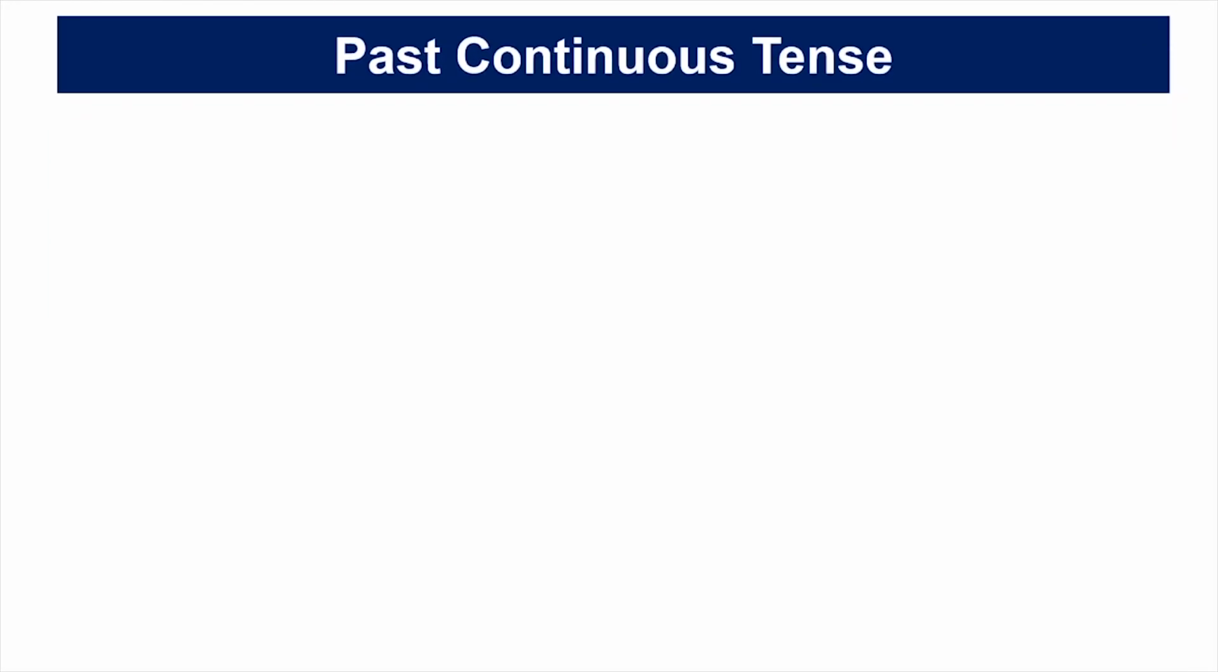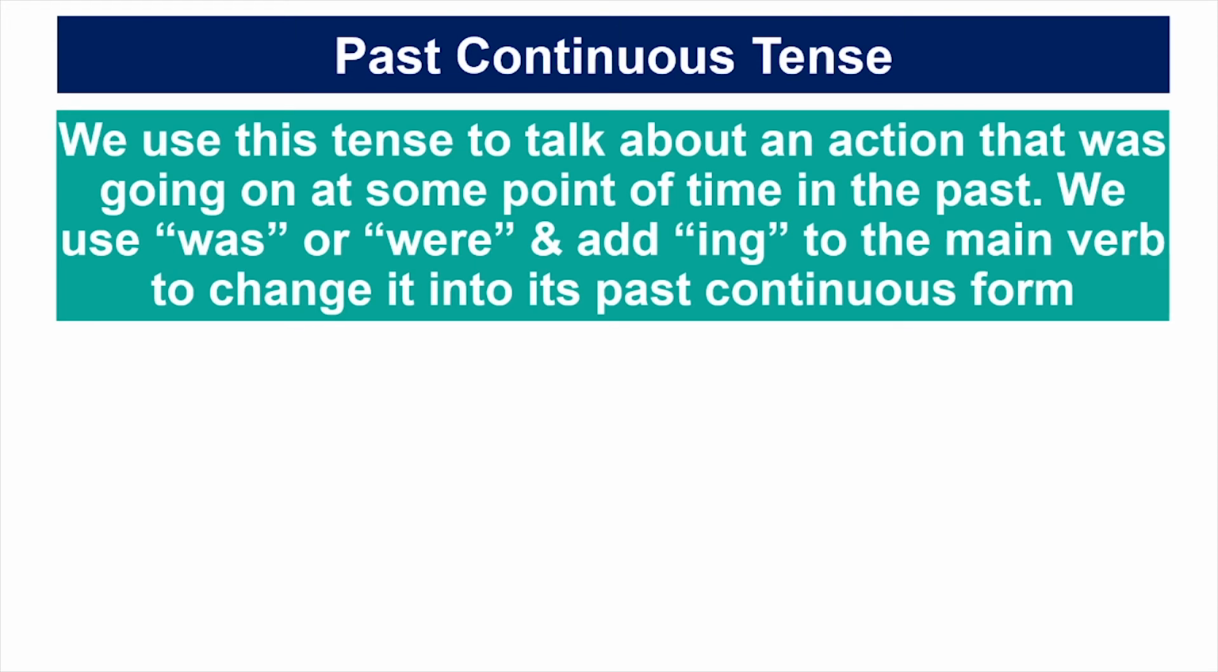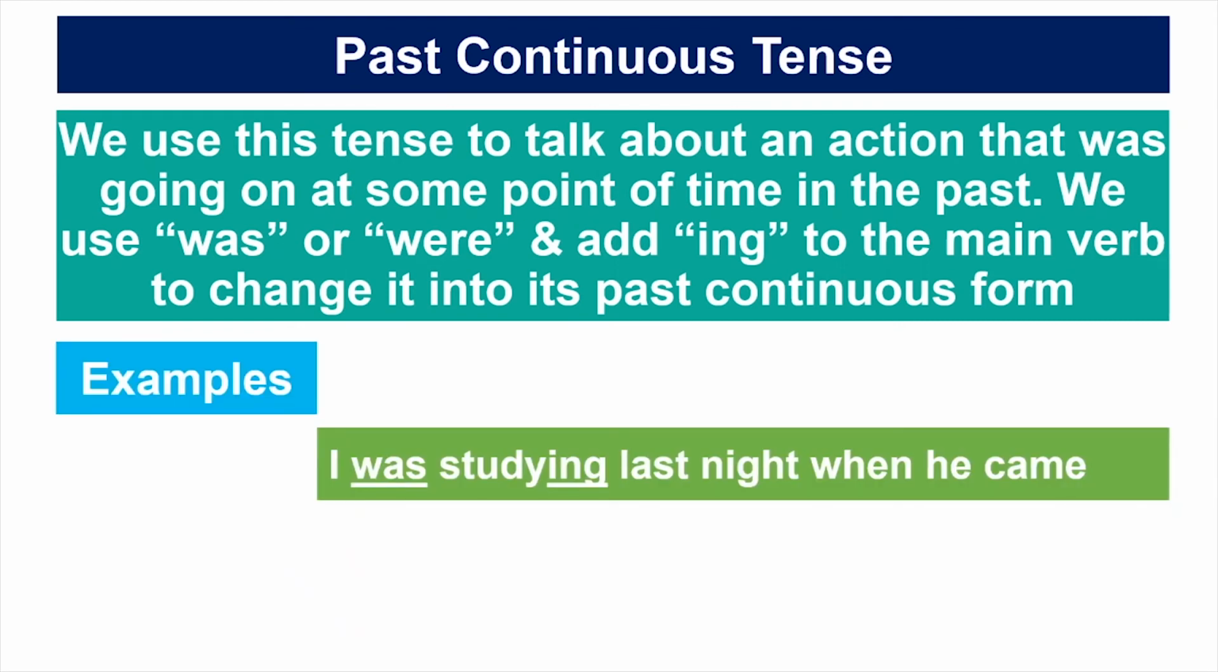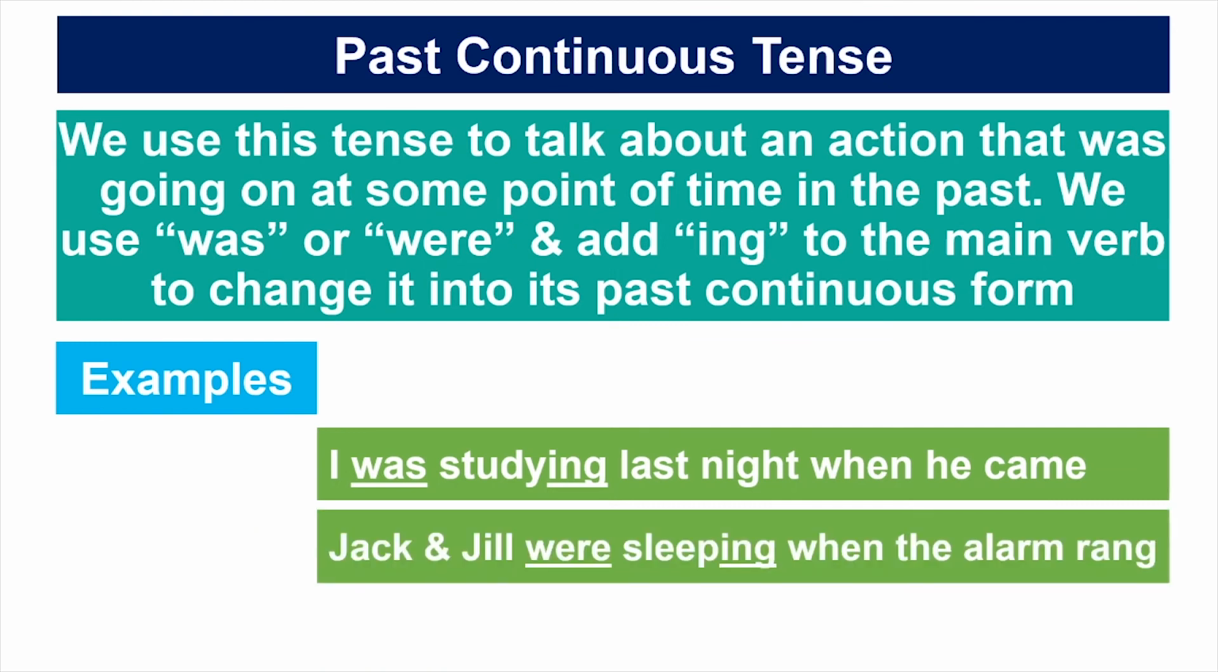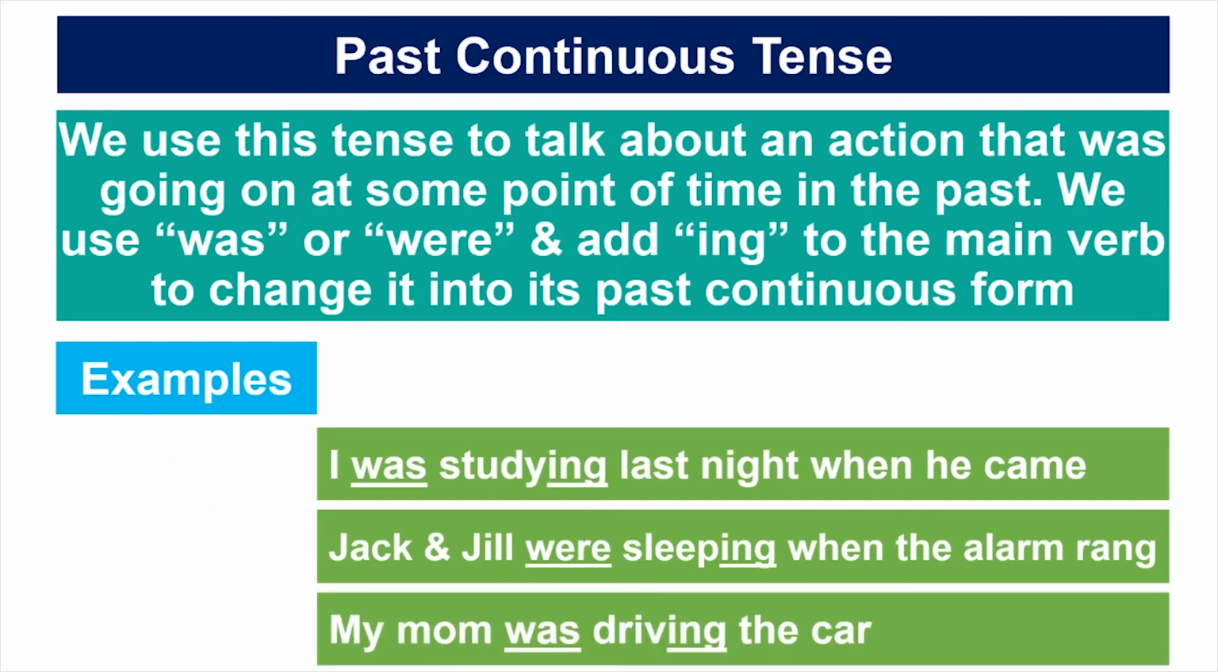Past continuous tense. We use this tense to talk about an action that was going on at some point of time in the past. We use was or were and add ing to the main verb to change it into its past continuous form. See the examples. I was studying last night when he came. Jack and Jill were sleeping when the alarm rang. My mom was driving the car.